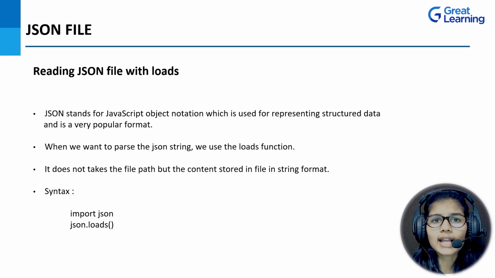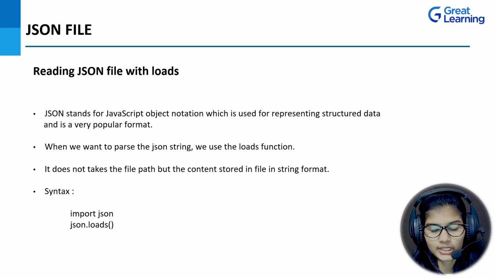So it doesn't take the file path, but rather it takes the content which is stored in the file, in the string format. Whatever content is stored in the string format in your file, it takes that particular content. Okay, so hope I'm very clear with this loads function. And then the syntax goes: import json, then json.loads.